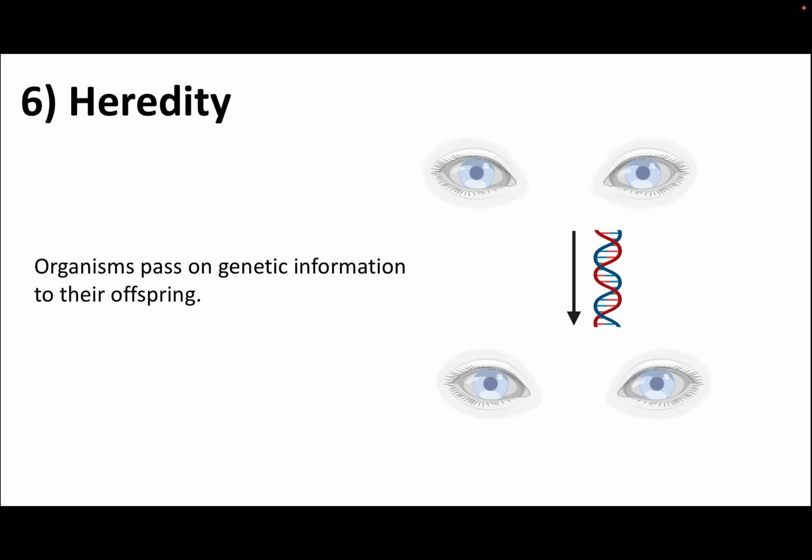Next is heredity. So during that process of reproduction, the organism is passing on its genetic material or information to that offspring. And that genetic information is going to then influence what the offspring looks like. So for example, if you have a parent with blue eyes, you might be passed on that genetic information to also have blue eyes.